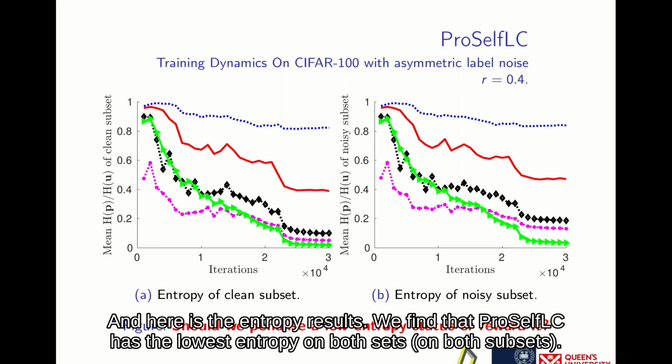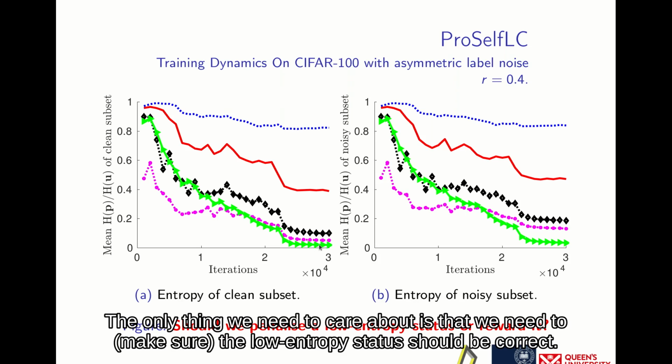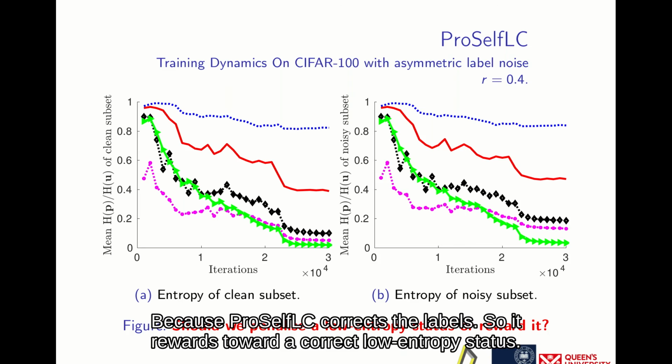And here are the entropy results. We find that ProSelfLC has the lowest entropy on both subsets, but the performance is the best. So this demonstrates that we can, or we should, reward a low entropy status. The only thing we need to care about is that the low entropy status should be correct. Because ProSelfLC corrects the labels, it is a reward towards a correct low entropy status.